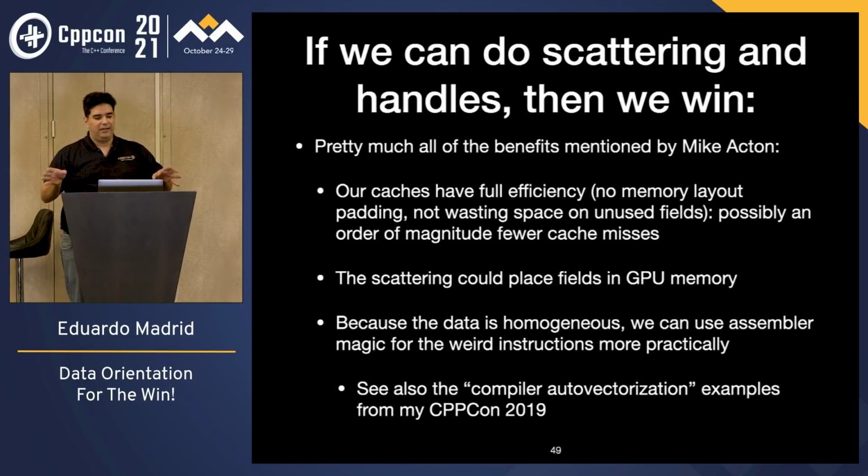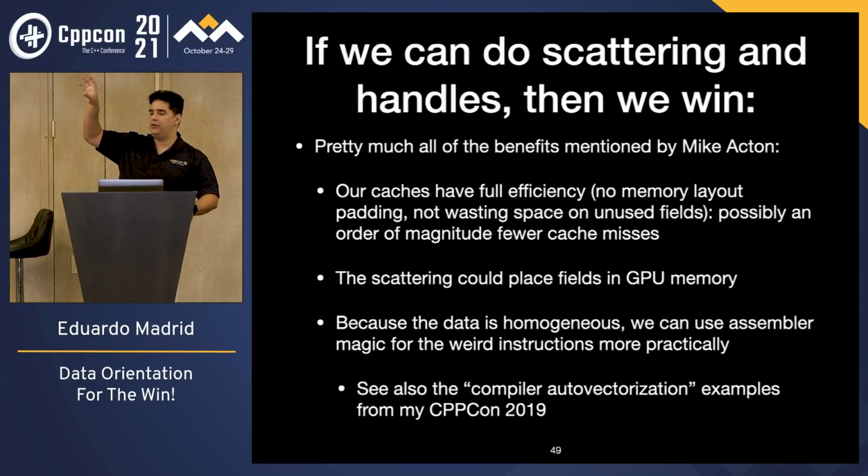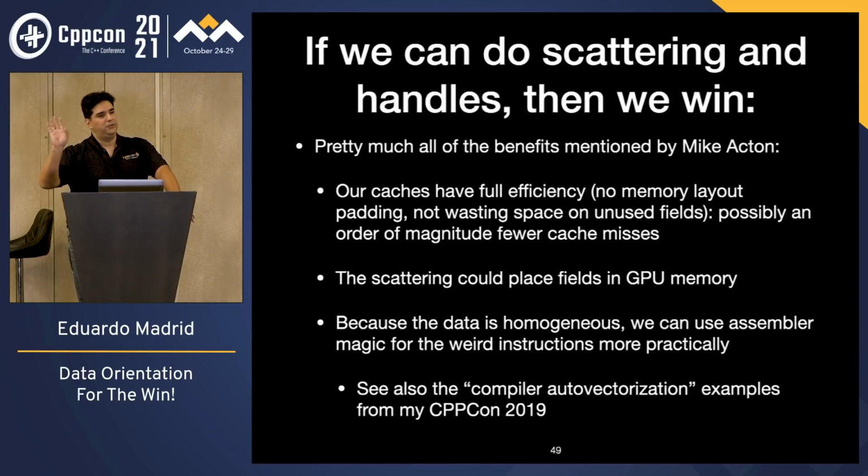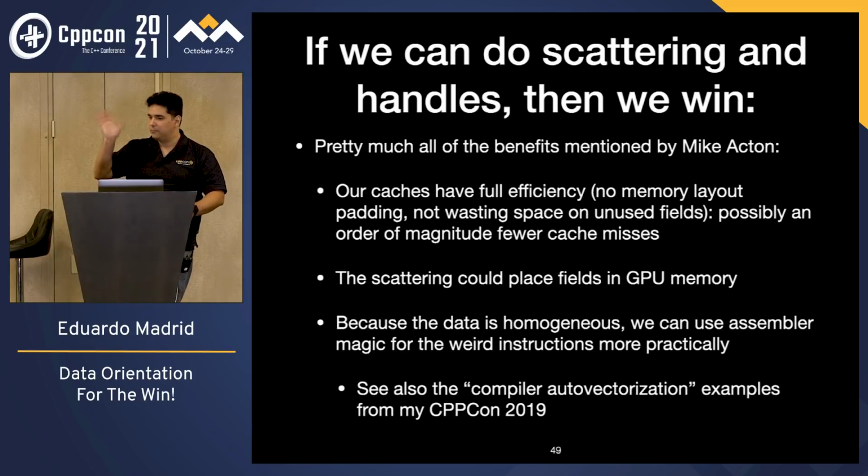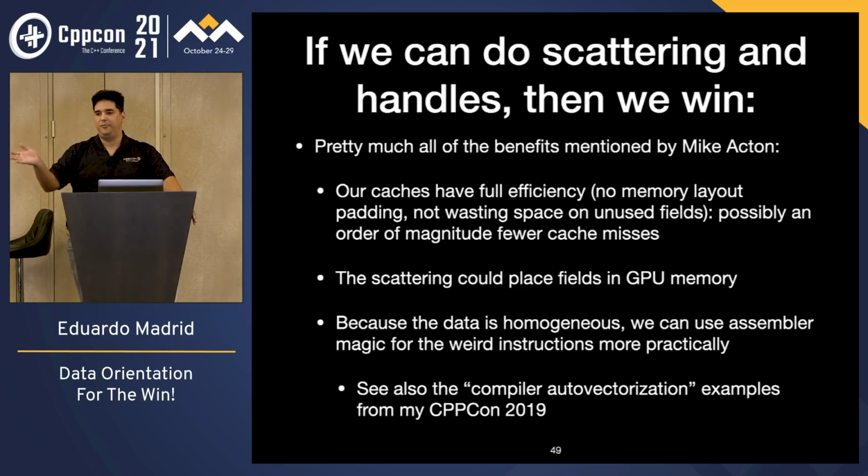If we can do scattering and handles, we win, all right? There are many questions that I have left open, like exactly how you're gonna represent subtypes. But I want to just be wavy and say to you, we can do that. We haven't seen a real obstacle that would prevent us from doing it.